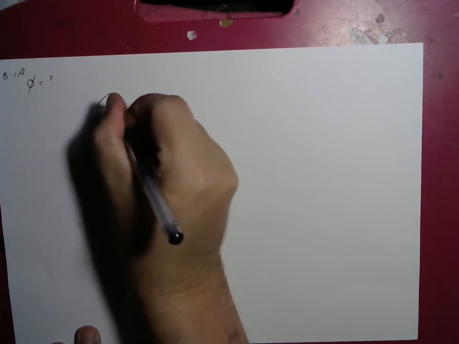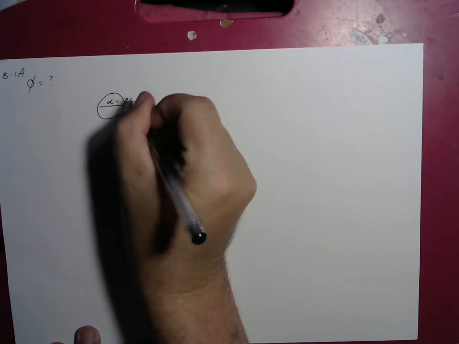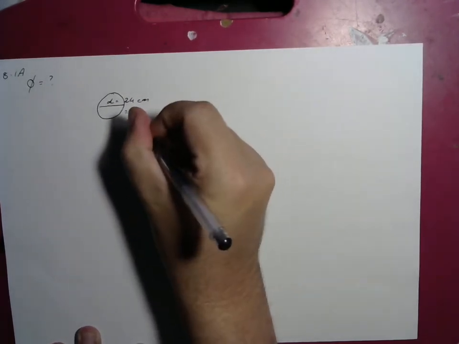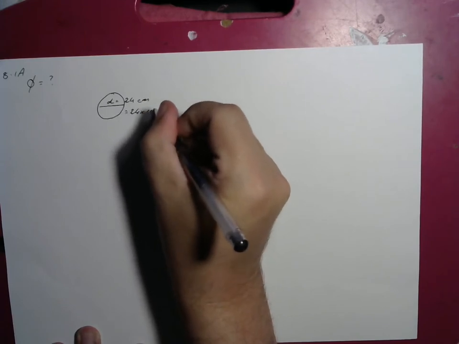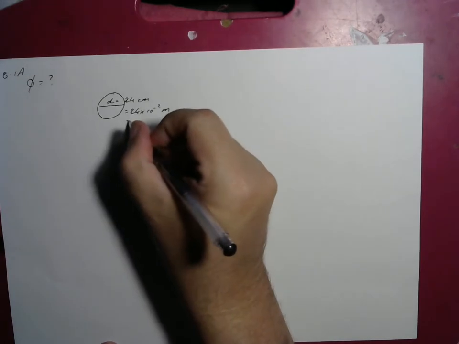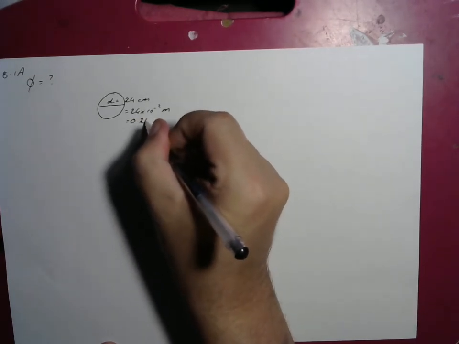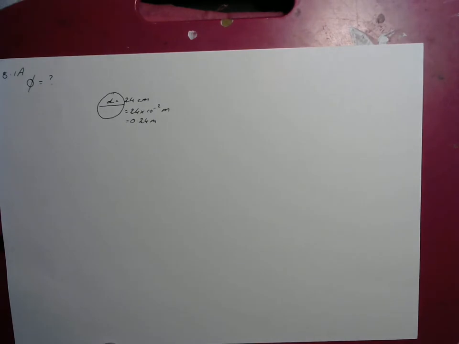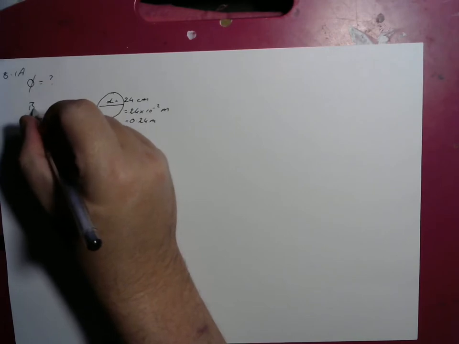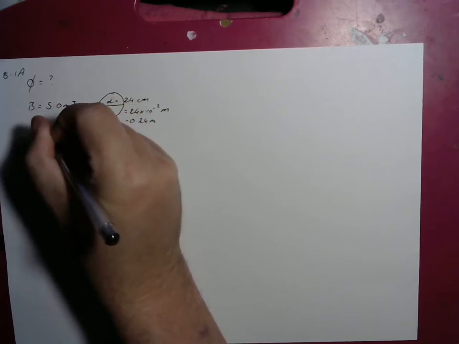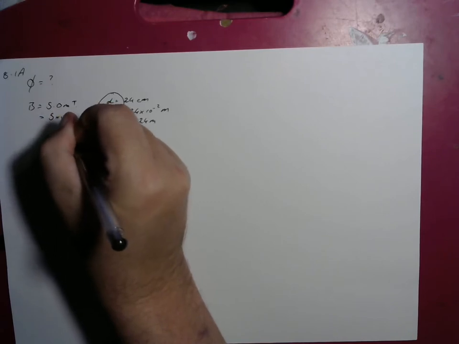We have been told the diameter of our loop, so let's draw our loop. The diameter equals 24 centimeters, or let's just convert it straight away, 24 times 10 to the negative 2 meters. Or you could write it as 0.24 meters. Either of those, you're going to get the same answer. And we've got a magnetic field strength, B equals 5.0 millitesla, or 5 times 10 to the negative 3 Tesla.